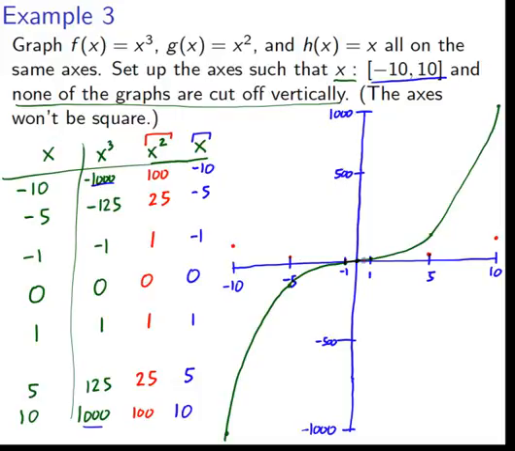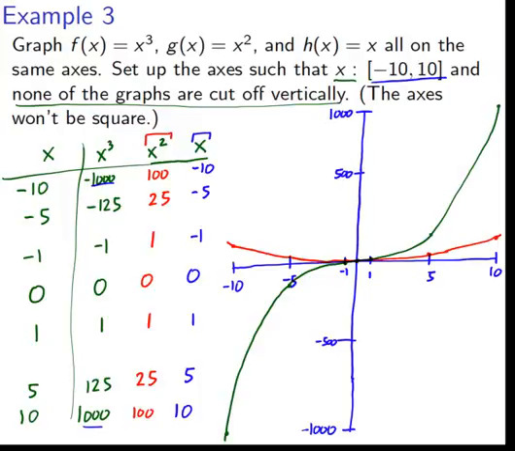So the parabola, when we look at it this far out, it's growing fast. You know, it manages to get to 100 by the time it's gotten to 10, but it's still tiny. It looks so stout, right? It looks so short compared to x cubed.